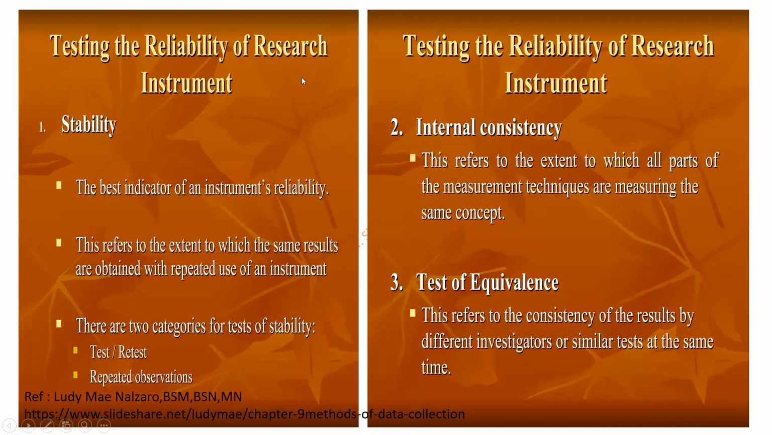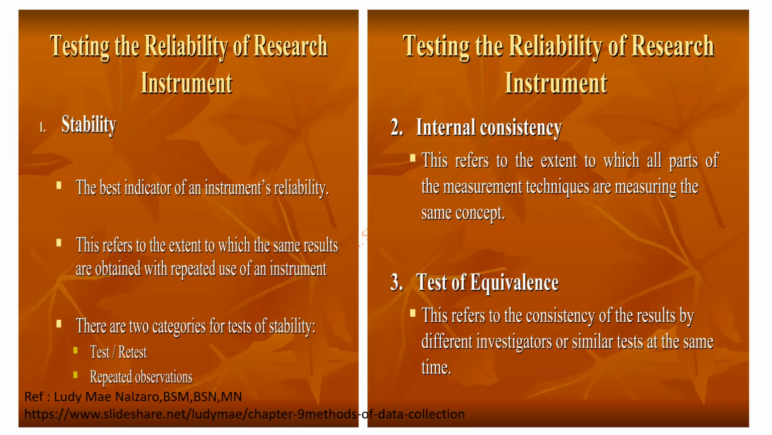Now, testing the reliability of the research instrument. First, the way you can test is stability. Whatever instrument you have developed or are using, whether it is stable or not. The best indicator is reliability, how much it is reliable. If it is reliable, it will definitely be stable. This refers to the extent to which the results you have obtained are consistent with repeated use of the instrument. The more you repeatedly use the instrument, the more reliable data you get, which confirms the stability of that instrument.